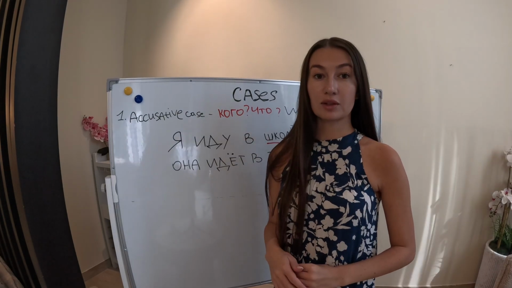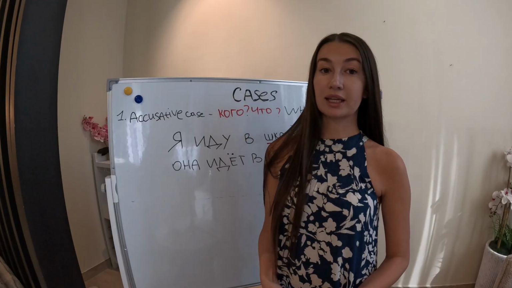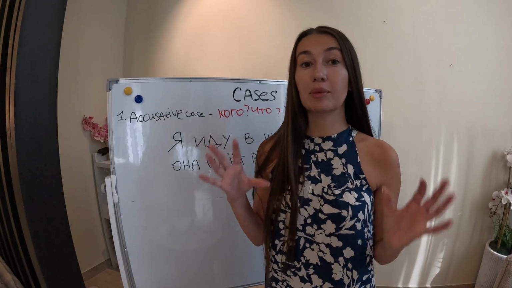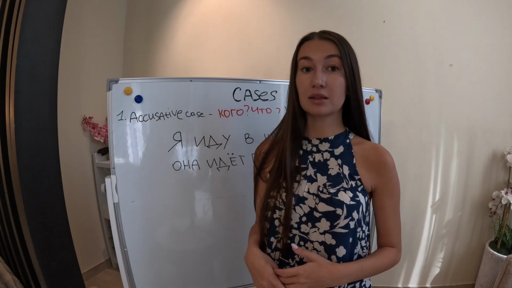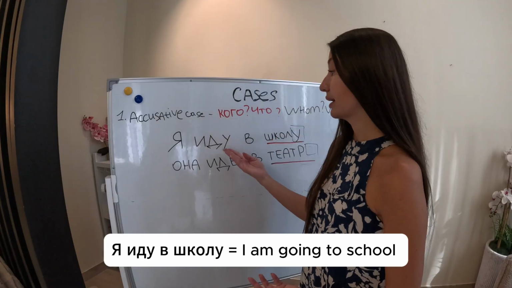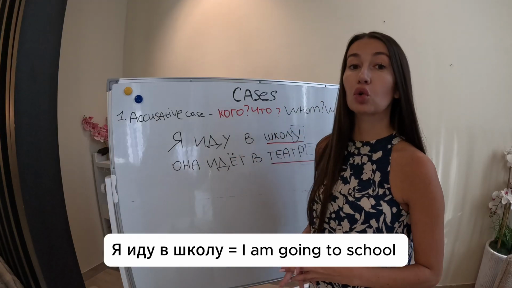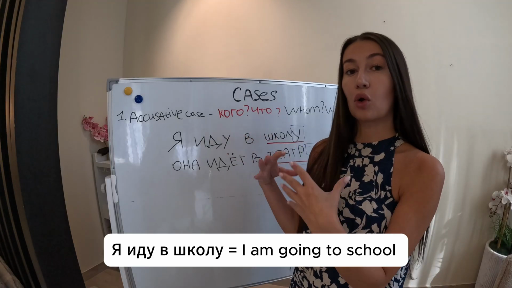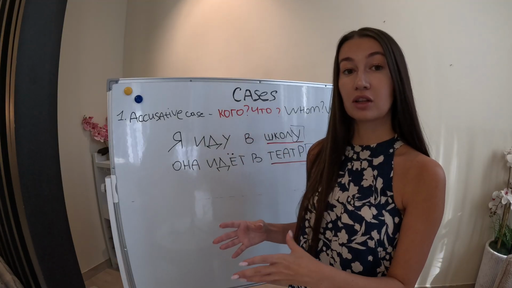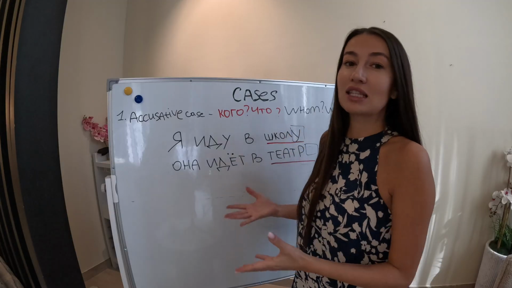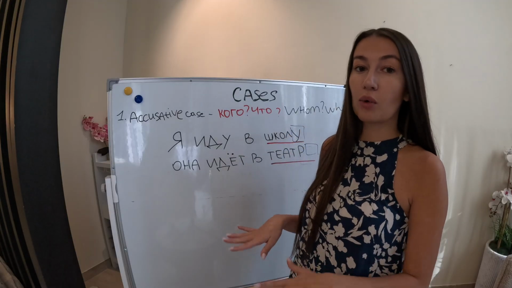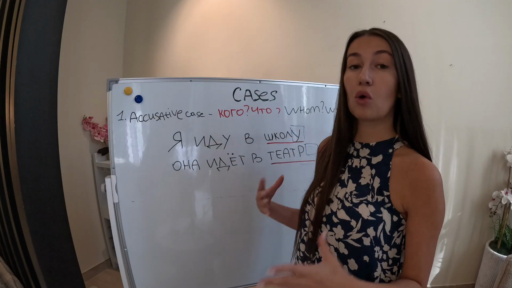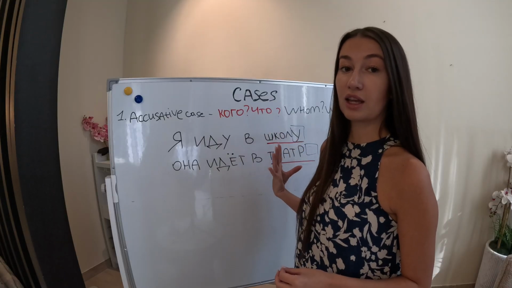Another example of accusative case is when you're going to a place. With verbs of motion, our place becomes accusative case as well. Some examples. Я иду в школу. I'm going to school. You're going there, it's a verb of motion. It's kind of like receiving the action as well, right? Because you're going to this place. You're not there yet, you're just going there. This word is in the accusative case.